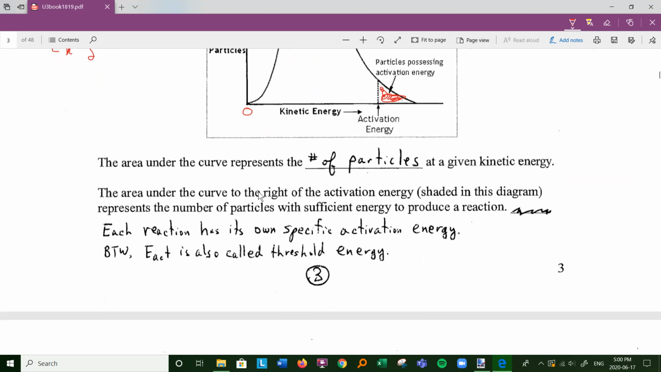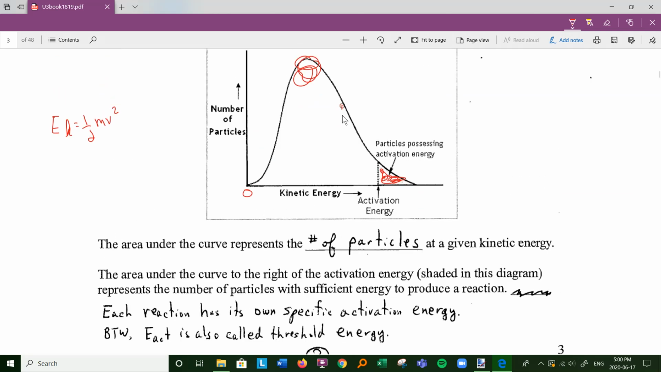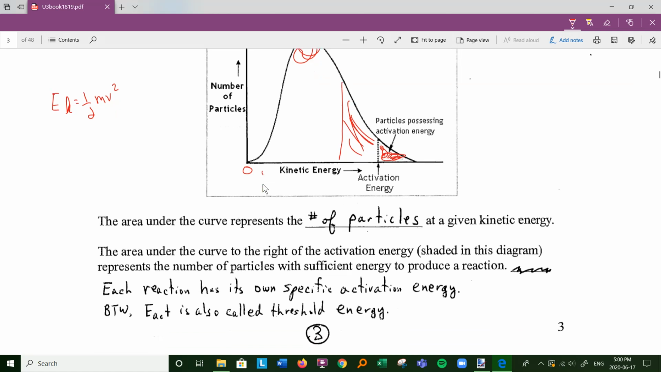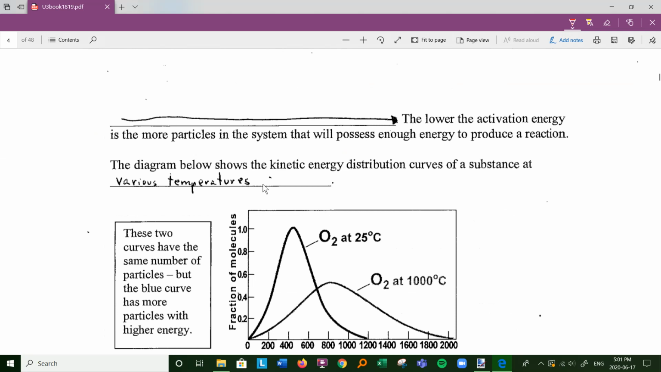Every reaction has its own specific kinetic activation energy, also known as threshold energy. So if my activation energy was smaller, if it was over here for a reaction, well then at a given temperature I'd have many more particles forming effective collisions. That's what I just said here. The lower the activation energy is, the more particles in the system will possess enough energy to produce a reaction.